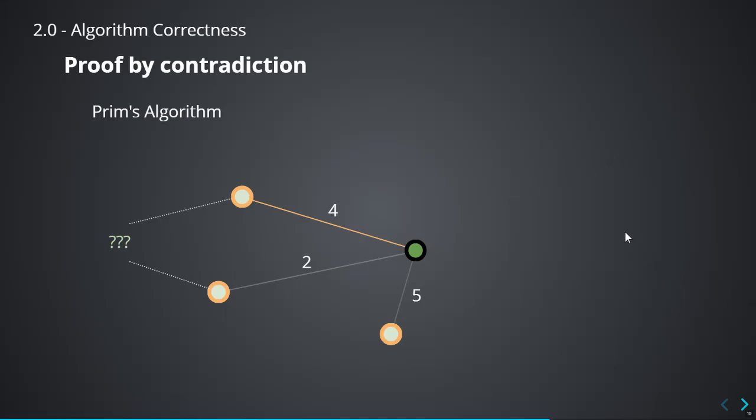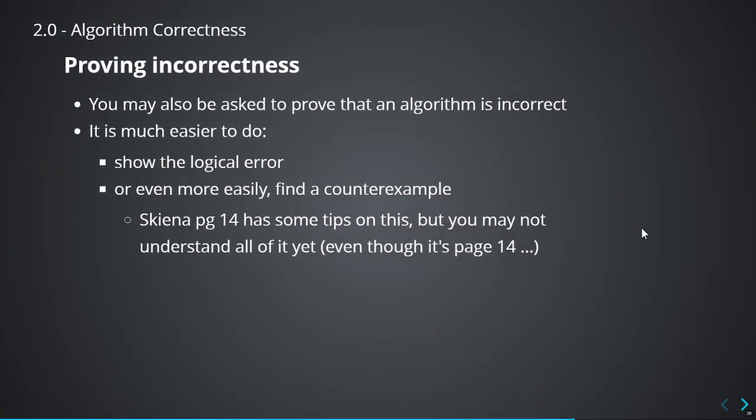It's not induction, it's not loop invariance, but it's just another technique that you can use to prove correctness of algorithms. You may also be asked to show that an algorithm is incorrect, which is actually easier to do. Just go find some logical error, go find a mistake, or even easier, go find a counterexample. Find an example where the algorithm will give you the wrong answer, and you're done.